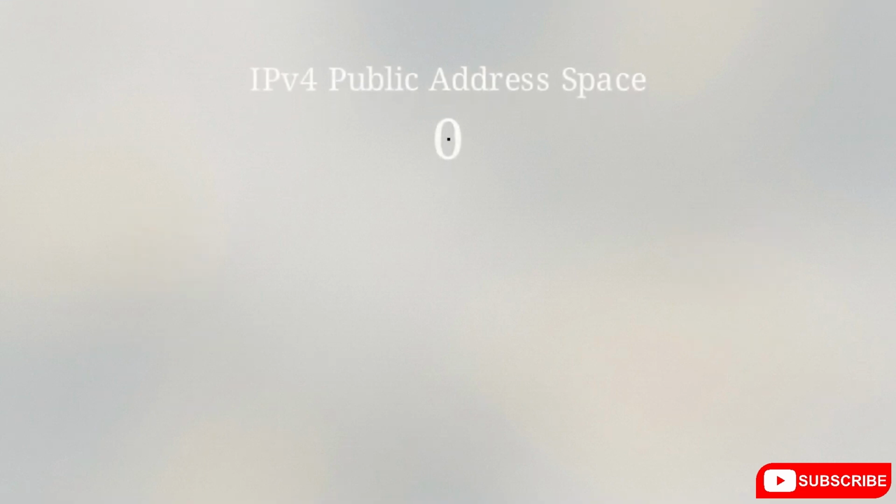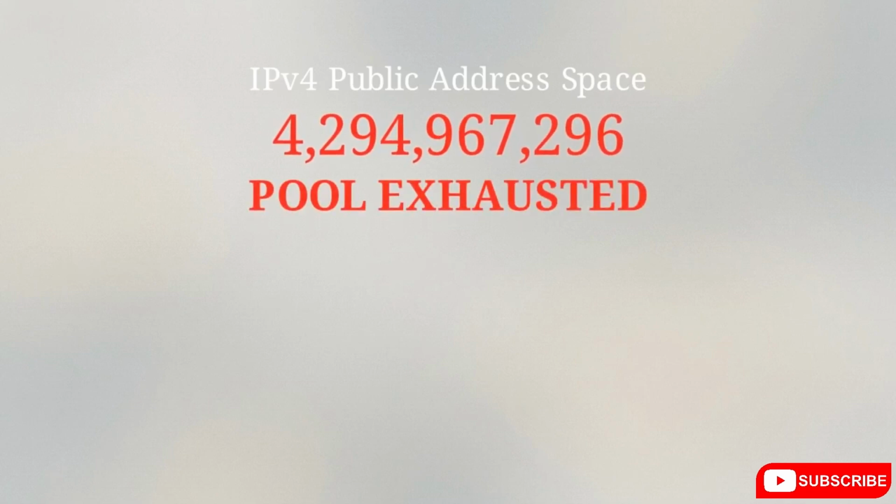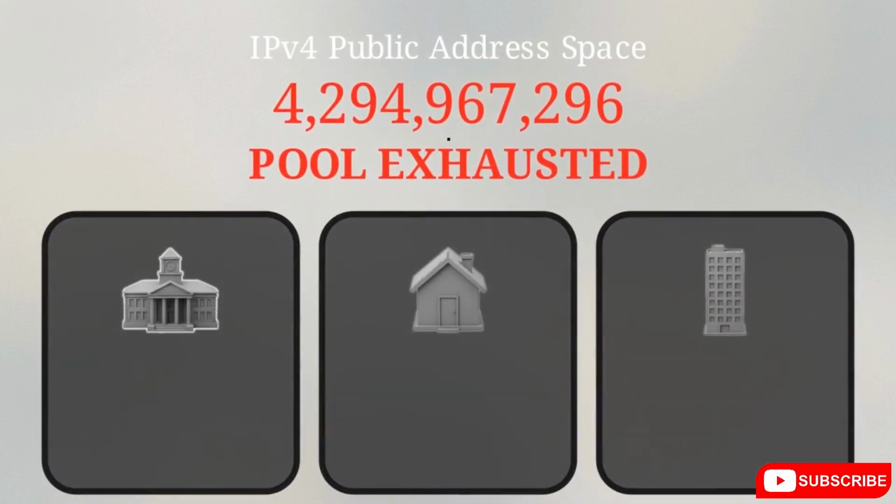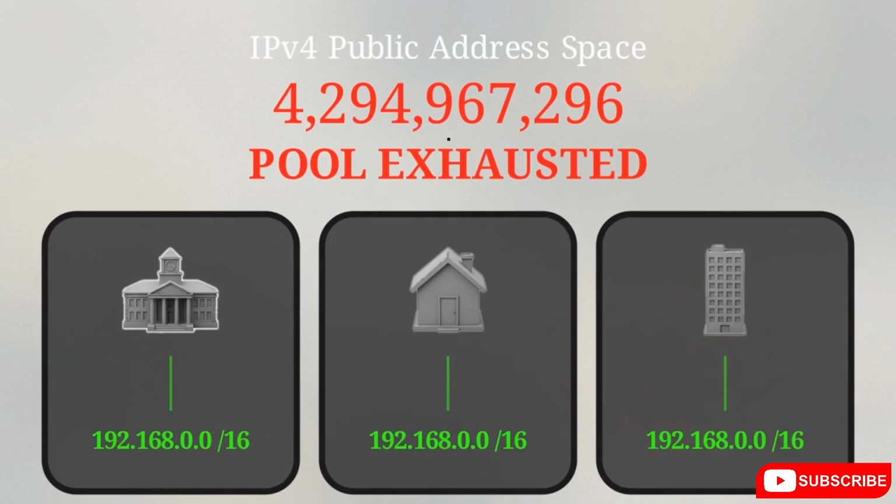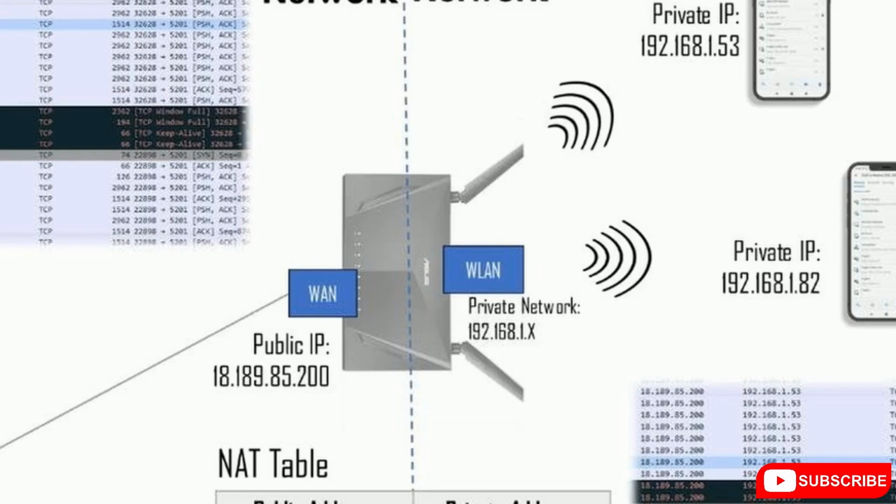These private address blocks exist because the original IPv4 protocol maxed out at roughly 4.3 billion public addresses. When the global supply was exhausted, private ranges allowed institutions, homes, and businesses to reuse the same numbers internally. Here, the private network meets the public web.